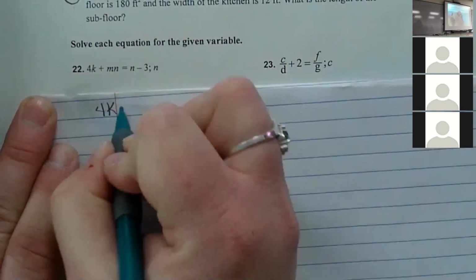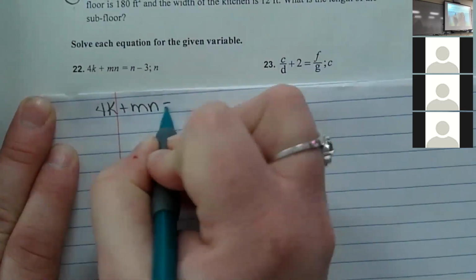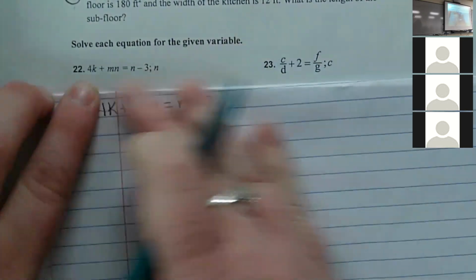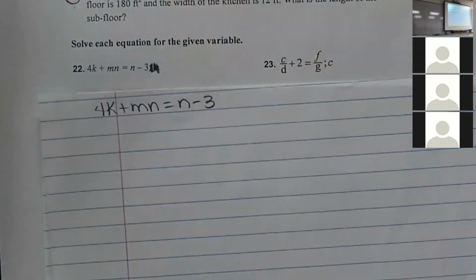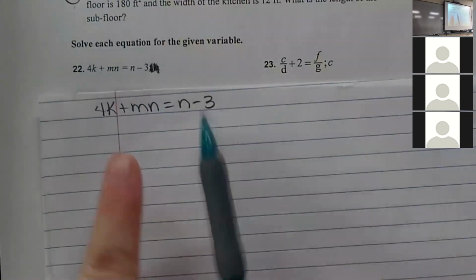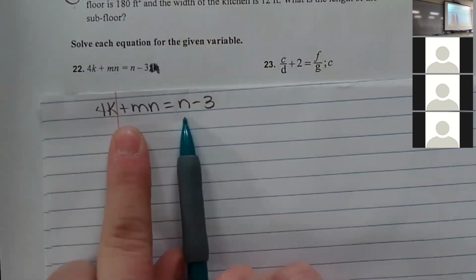So I have 4k plus mn equals n minus 3. Okay, now there's a semicolon here and then there's an n. What that's saying, I'm going to just cross it out. What it's saying is now solve for that letter, solve for n. You want to get n by itself. So again, we want to get n by itself. Okay, well, I see n's here and here. I need them on the same side.